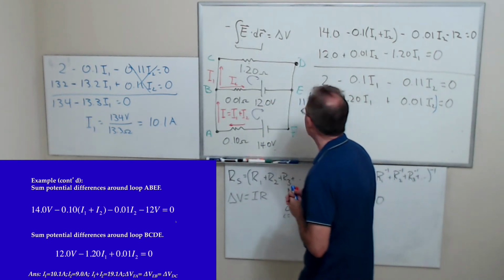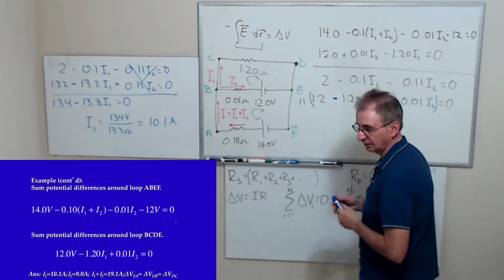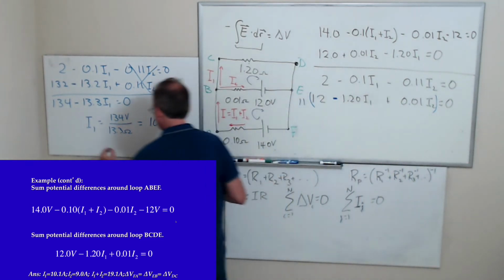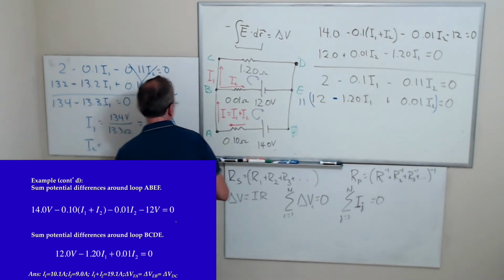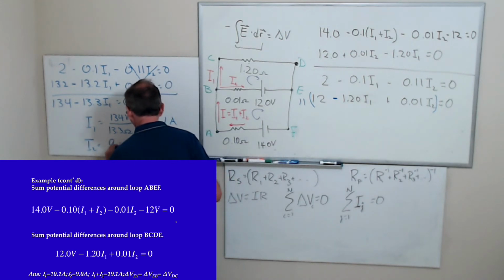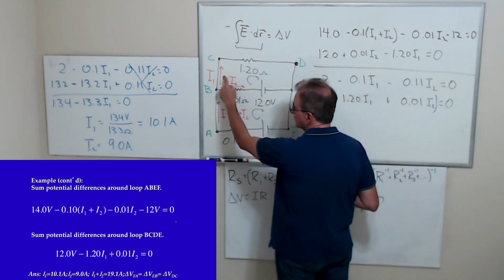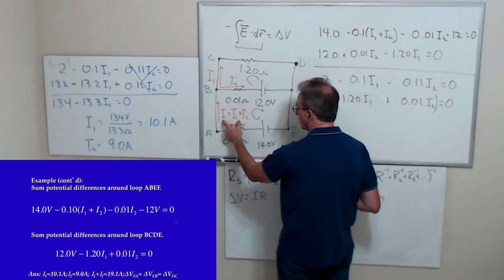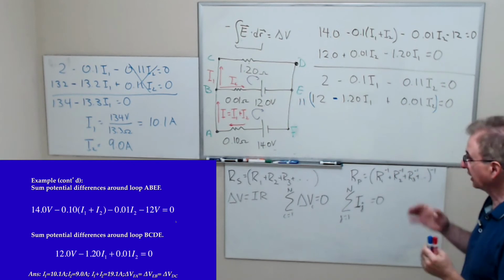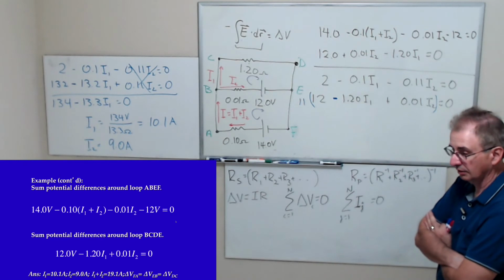Of course, then I can substitute into either one of these two equations to get I2, right? And I2, I think I wrote down the wrong value yesterday. I2 is 9.0 amps. And so this is 9 amps, this is 10.1 amps, this is 19.1 amps. That's it. That's all. I'm done. Questions on this one?